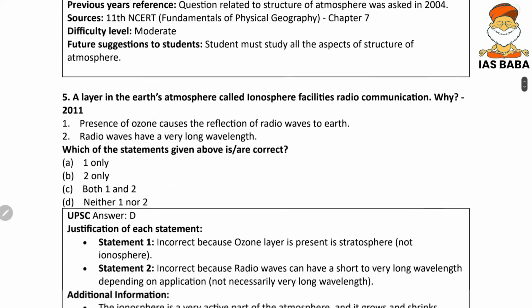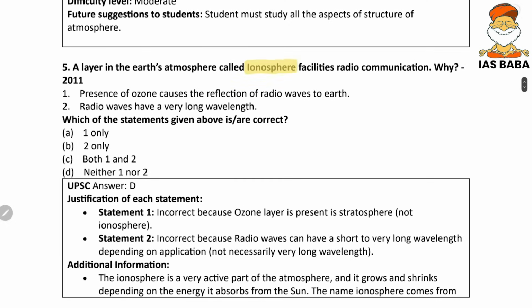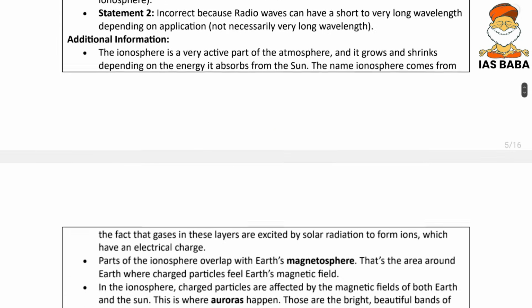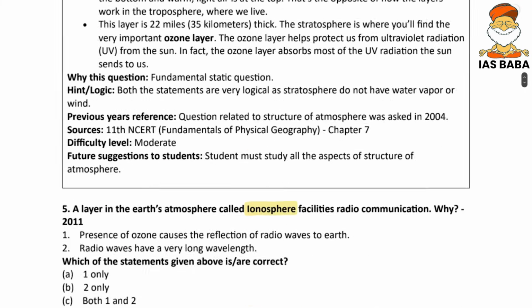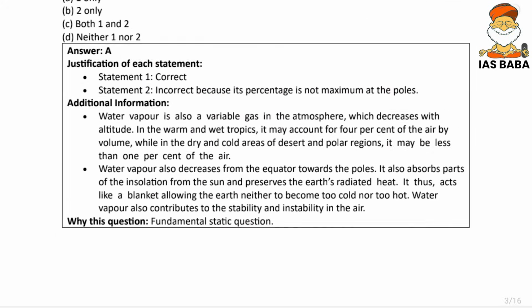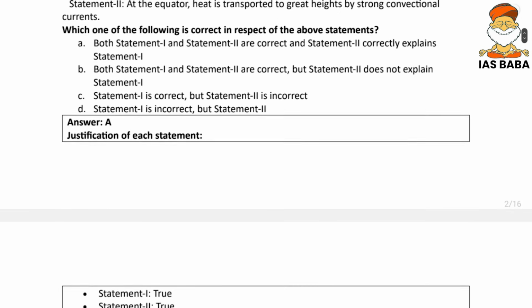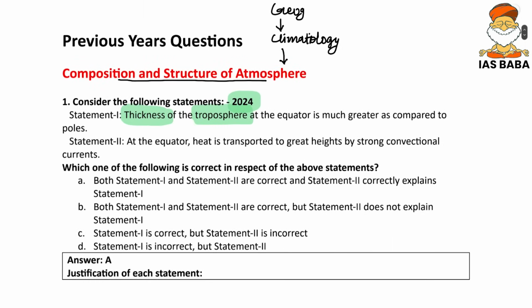Fair enough. Then they had asked a question on the ionosphere. So we saw there was a question on the troposphere, stratosphere, ionosphere. So in the different structure of the atmosphere, we are supposed to tackle this. If we focus only on these aspects, we get an understanding that we are supposed to study the different structure and the composition of the atmosphere.